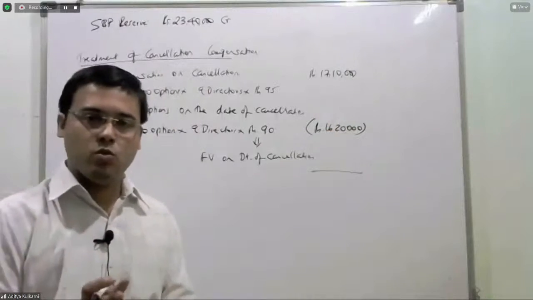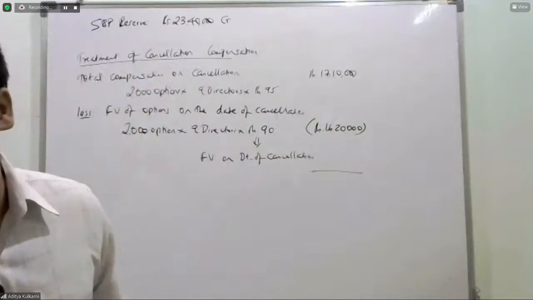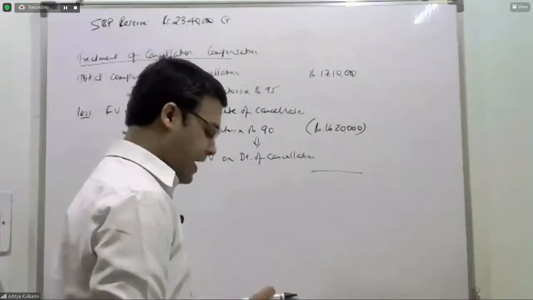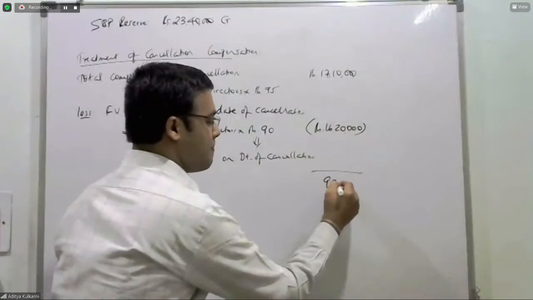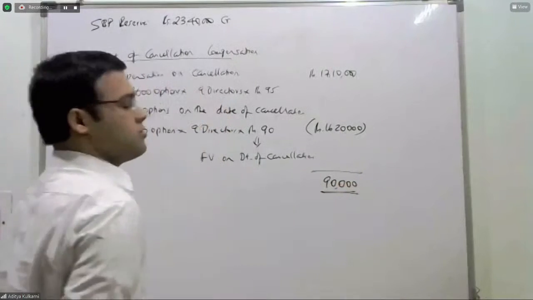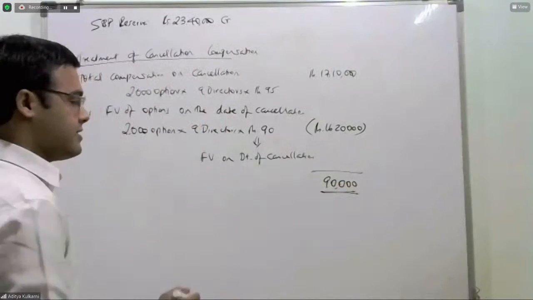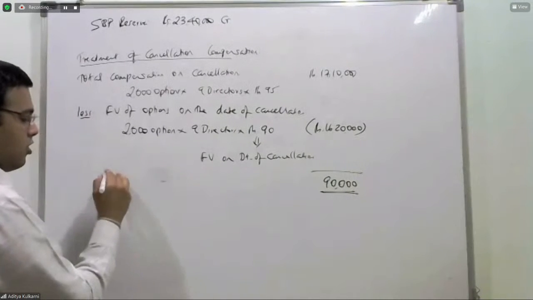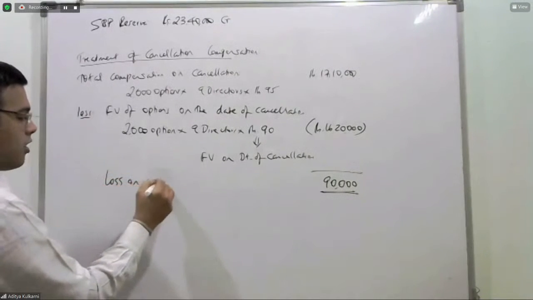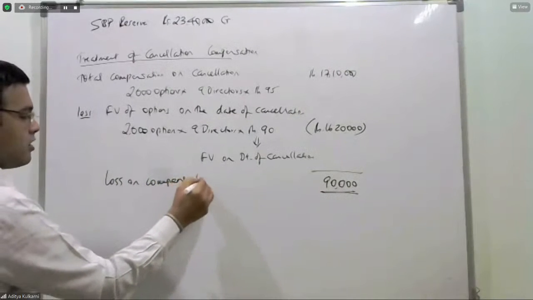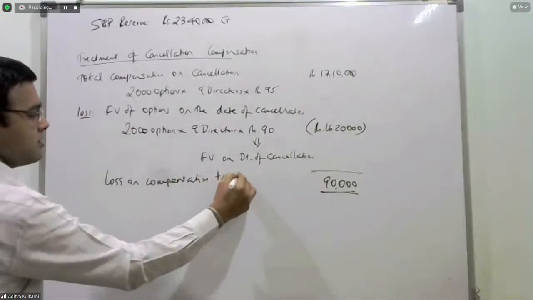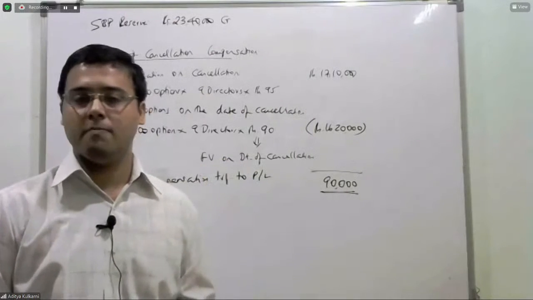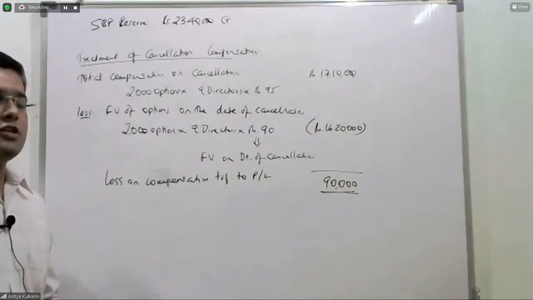So what you are doing, against option worth of 16 lakh 20, you are giving them a compensation of 17 lakh 10,000. That means you are paying them 90,000 extra. This will be loss on compensation that will be transferred to P&L.